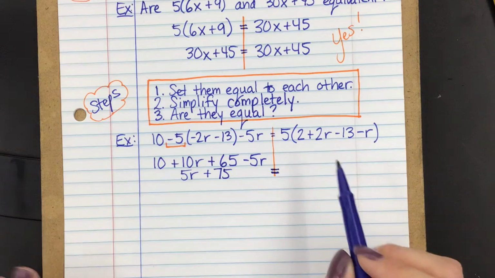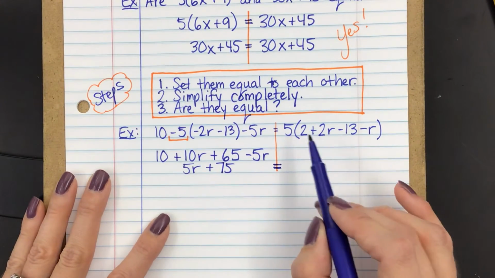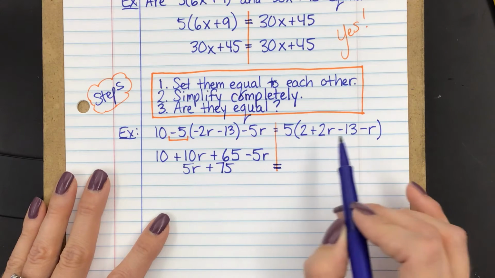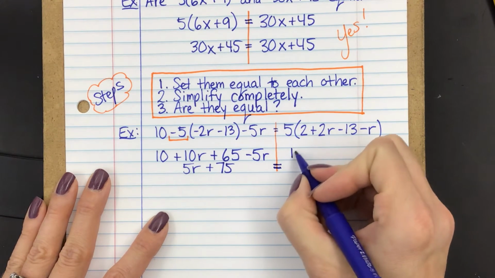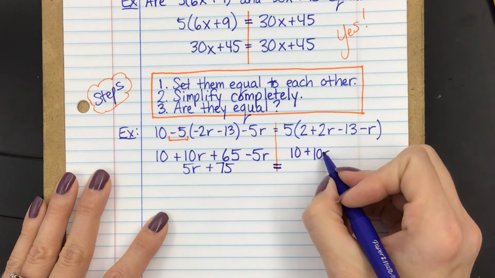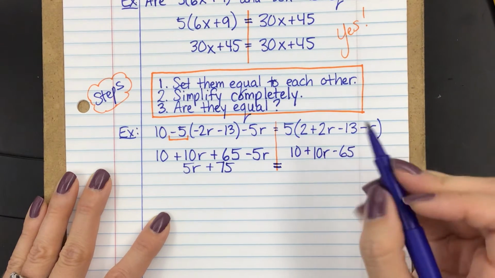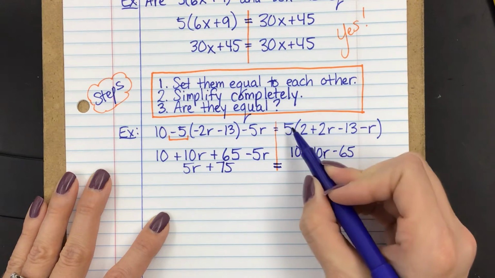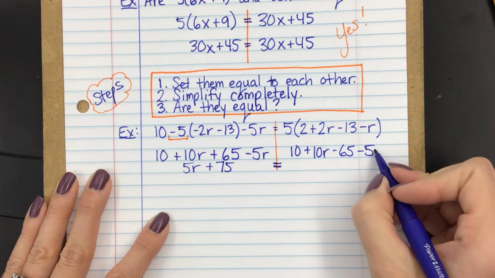Now for this one, we've got a big distribution to do. We've got 4 terms inside of the parentheses. So we're going to distribute 5 to each one. So this will be 10 plus 10r plus -65 plus or minus 5r.